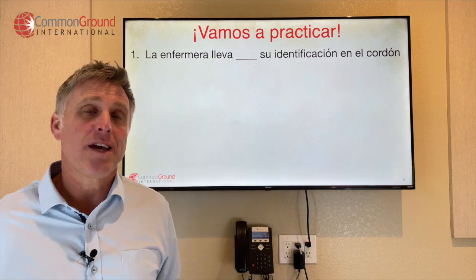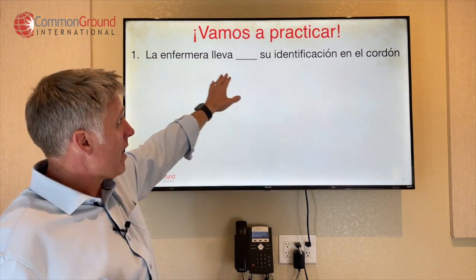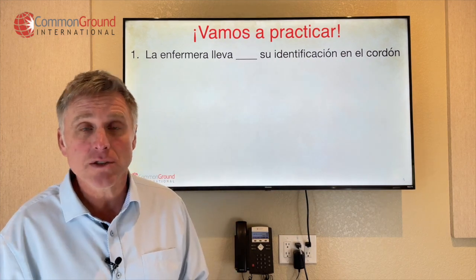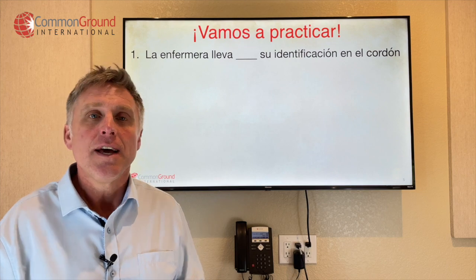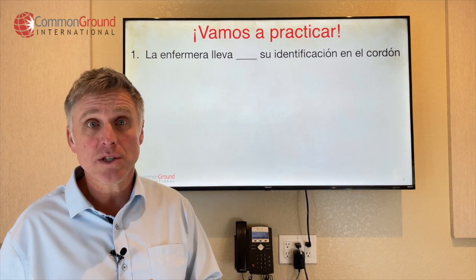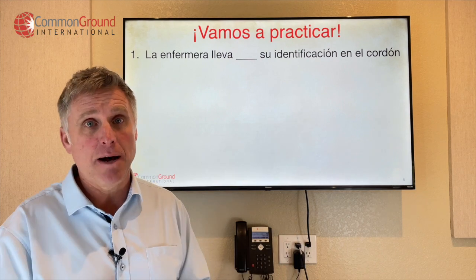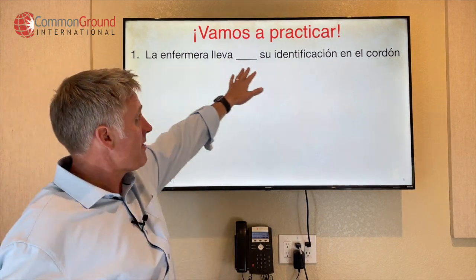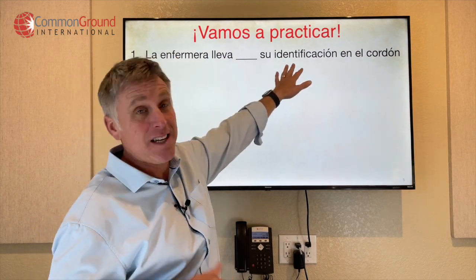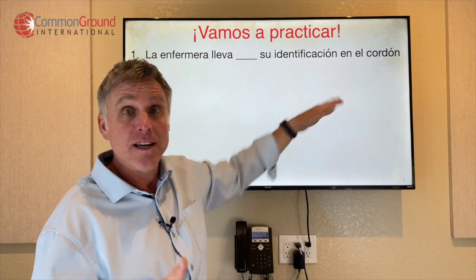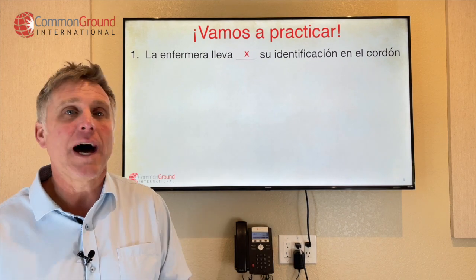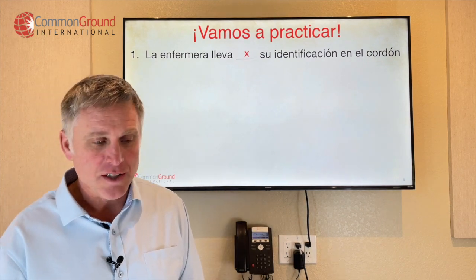So what we're trying to say here is the nurse wears her identification on her lanyard. Okay, so the nurse wears her ID on her lanyard. Are we going to need a personal here or not? Is it to a person or is the action to an inanimate object? So, la enfermera lleva su identificación. Here's the action, lleva, wears. The object is identificación, the ID. Is that animate or inanimate? It's inanimate. So we don't need una A personal. Nothing there. Let's look at this next one.